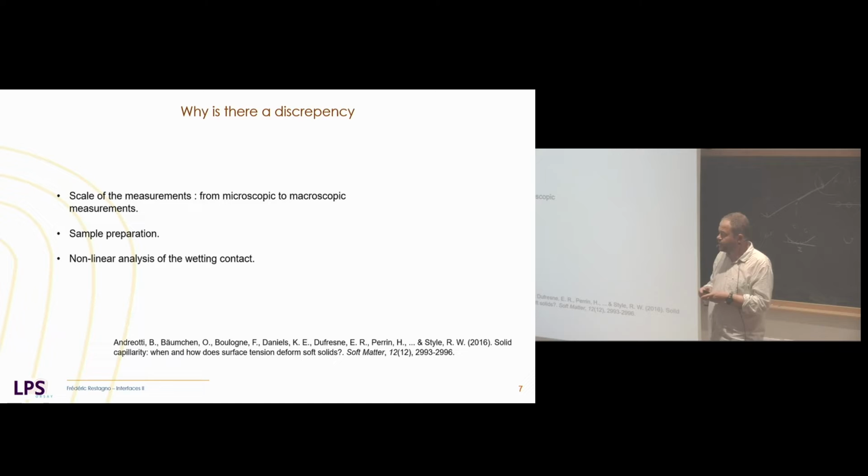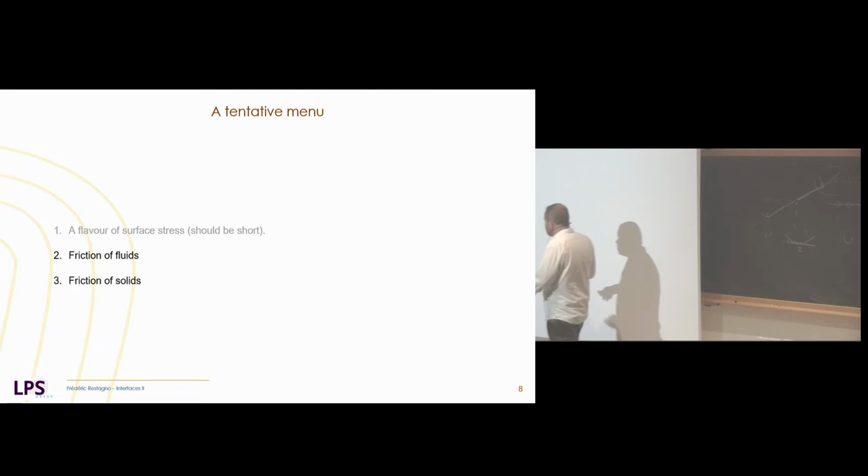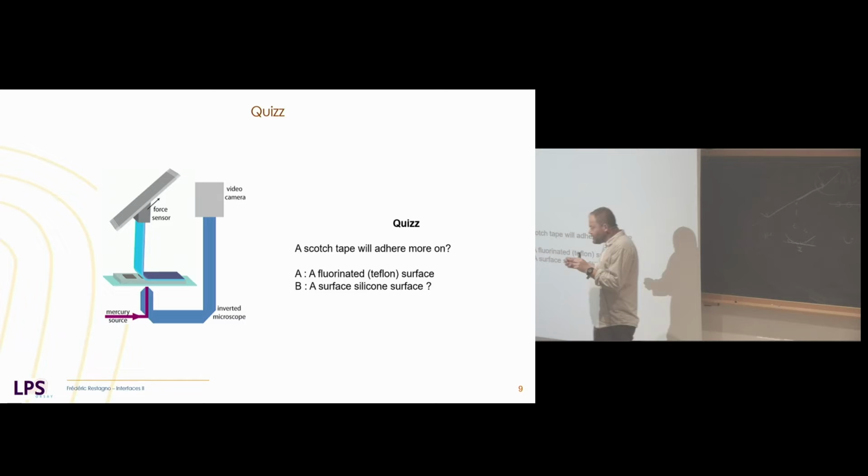Okay, so now I will go to the second part, which is the friction of fluids. I will make a small introduction to discuss the relation between surface energies and adhesion. The question is, let's make an experiment where we have a scotch tape. You can take the 3M scotch tape as an example, the famous one, and you put it on a surface. What will give the best adhesion? I give you two choices.